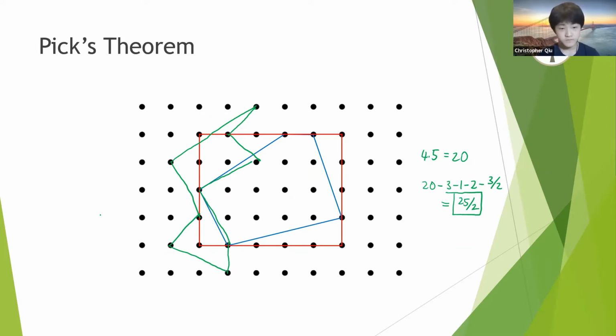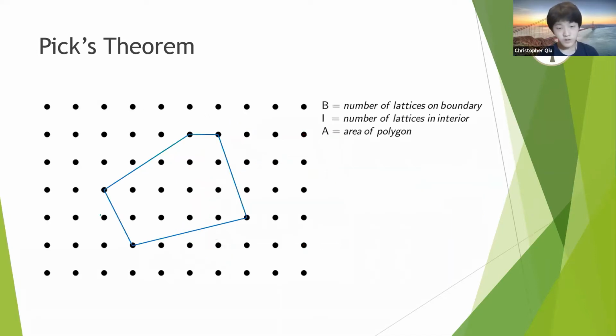All right, so, in some cases, there's actually a way to find its area, and this leads us to finally state Pick's theorem. So we start by defining three parameters: B, the number of lattice points on the boundary of the polygon, I, the number of lattice points in the interior of the polygon, and A, which is the area of the polygon.